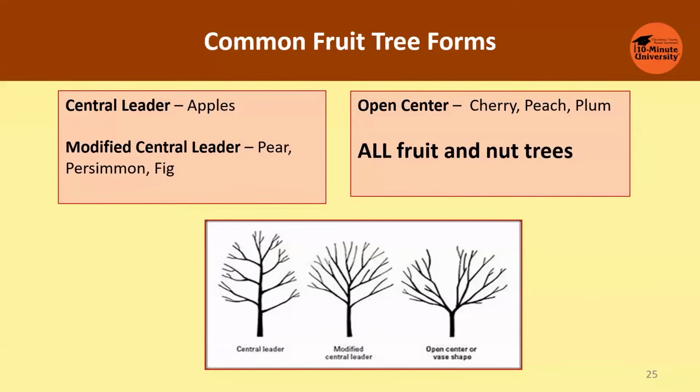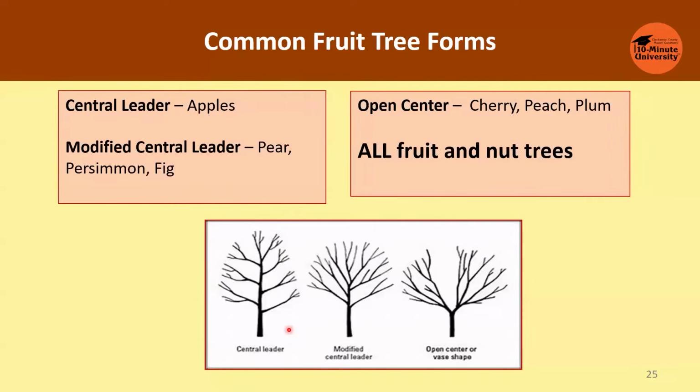Trees naturally want to grow a certain shape. For example, apples like to grow as a central leader, and cherries like to grow as an open center form. But keep in mind, all fruit trees can be trained into an open center form. And that is the best form for home orchards because the tree grows lower, it's open in the center, sunlight can penetrate through the center, and in addition, along the perimeter.